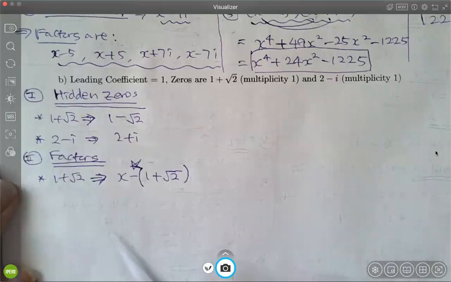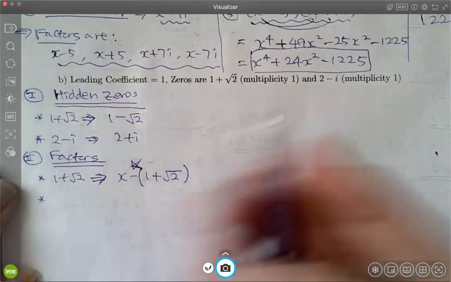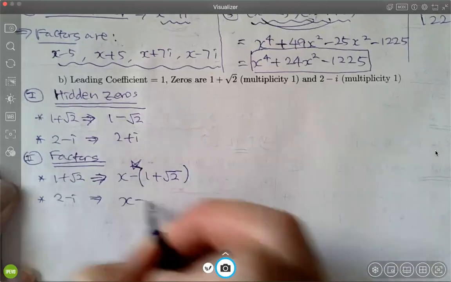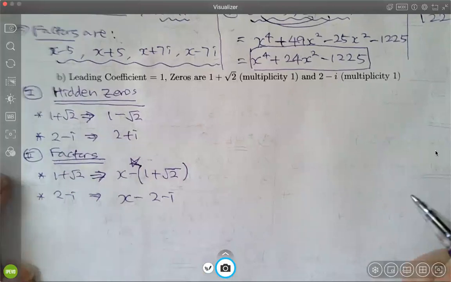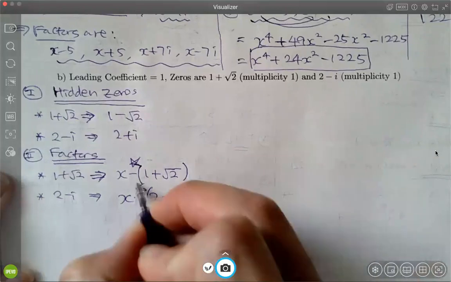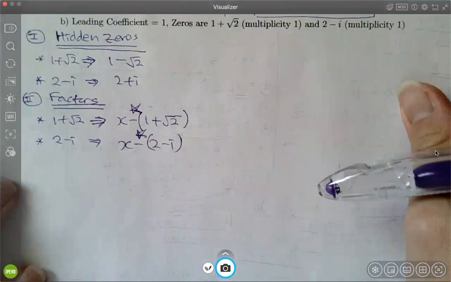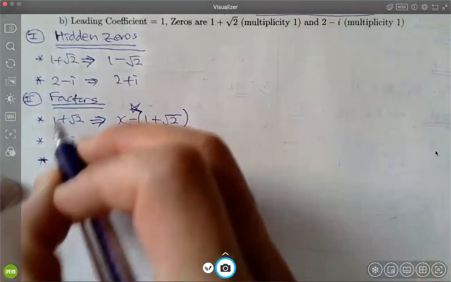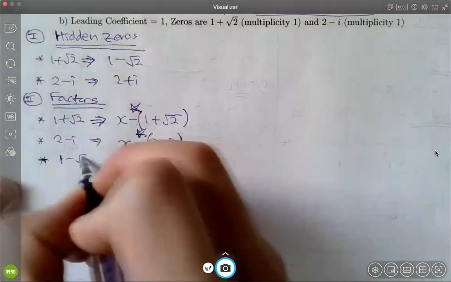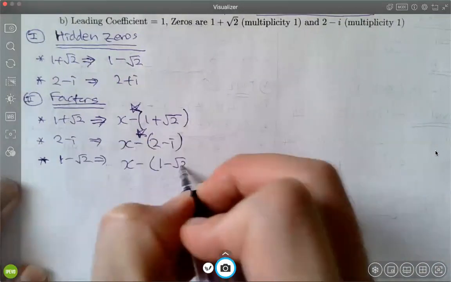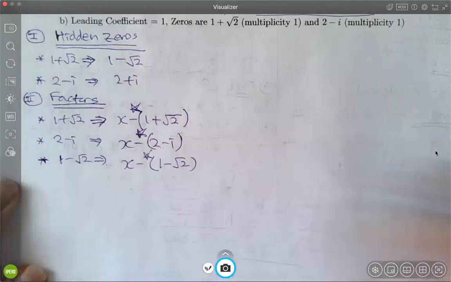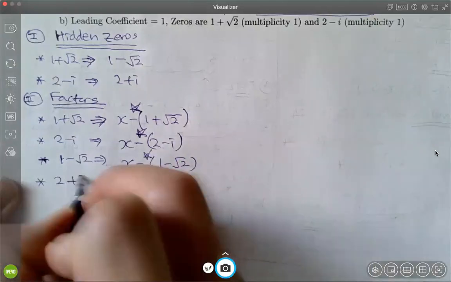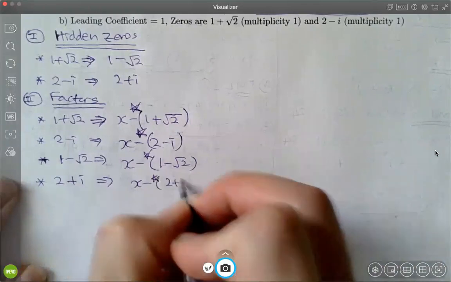Okay, and now the second zero, 2 minus I. So what does that mean? X minus 2 minus I, right? And again, do we need parentheses here? Oh, yes, because we are subtracting the quantity 2 minus I from x. Okay, so hopefully you can see the pattern here. So the next zero, 1 minus square root of 2. So it's x minus parentheses 1 minus square root of 2. And then for the last zero, 2 plus I, it's x minus parentheses 2 plus I.